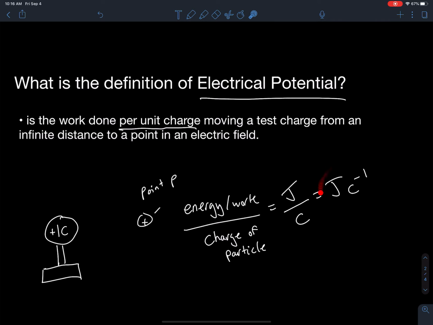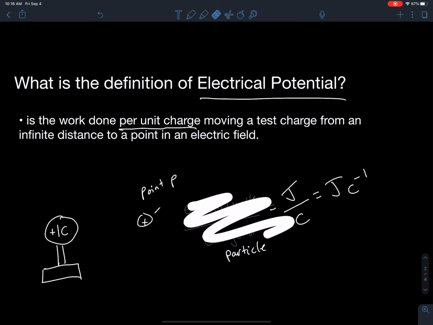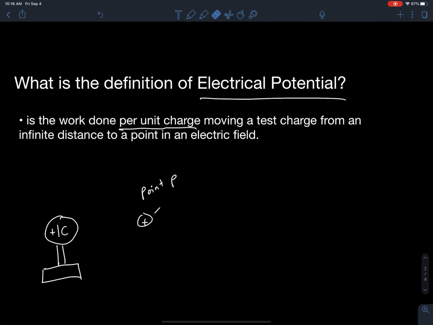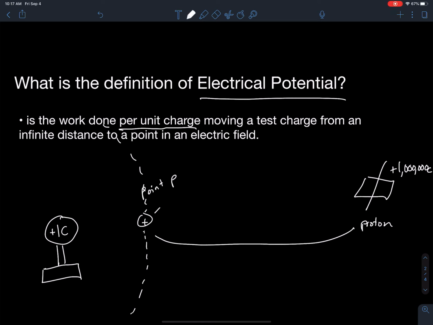So what is the meaning of this joules per Coulomb? That basically means that if I move any charged object, this can be a proton or this can be a spaceship that has positive 1 million coulombs, if I move either of those objects to that point, they both will have the same electrical potential. The work that I did divided by the total number of charges would yield the same electrical potential.